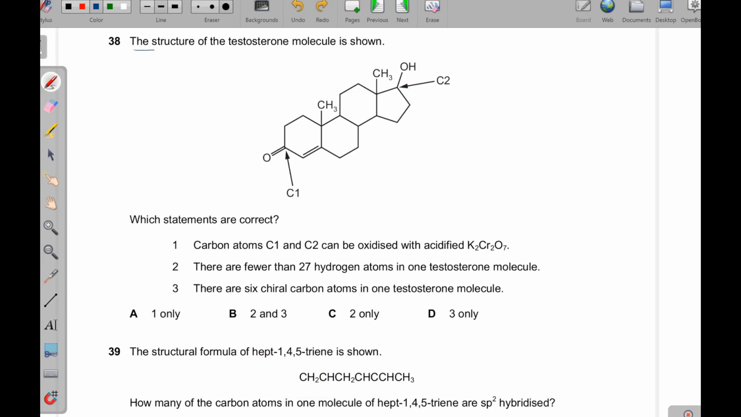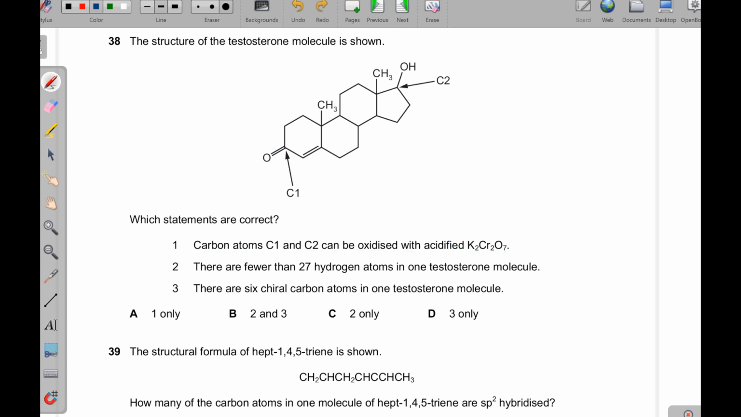Question 38. The structure of the testosterone molecule is shown here. This is the one here. Which statements are correct? They're saying the carbon atoms C1 and C2 can be oxidized with acidified potassium dichromate. This one is already a ketone.